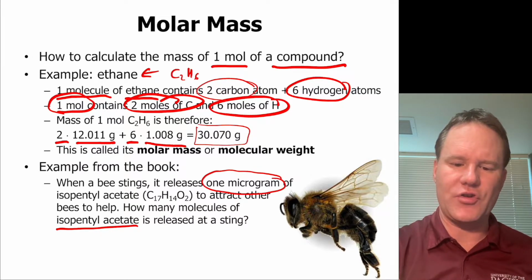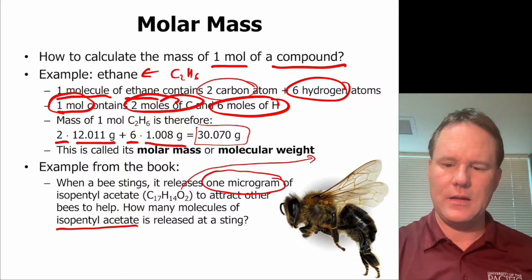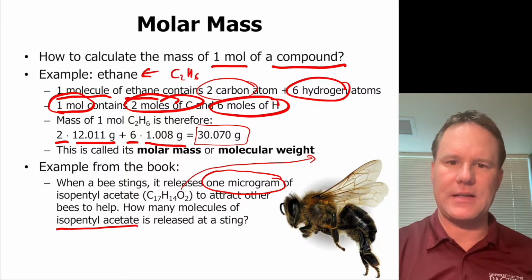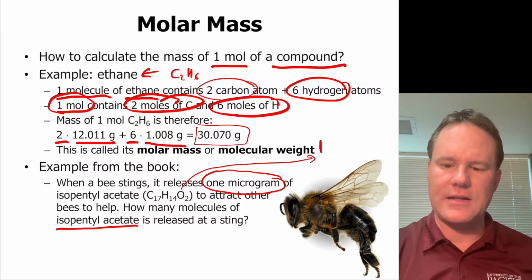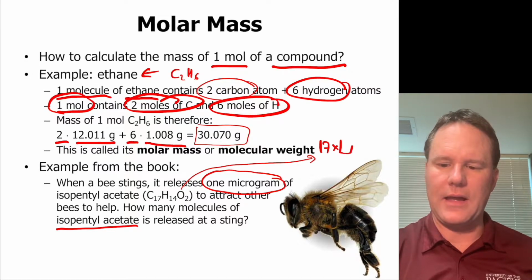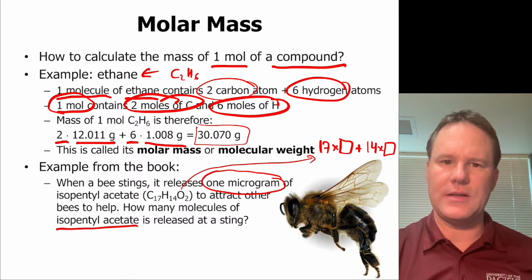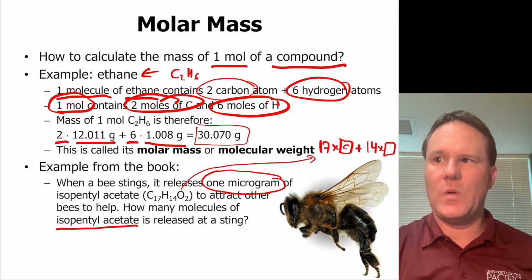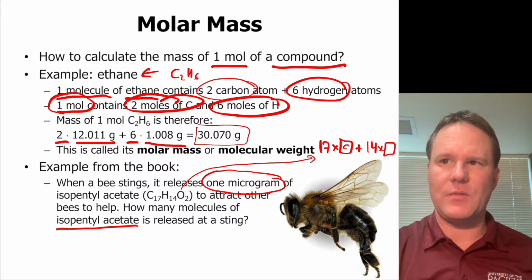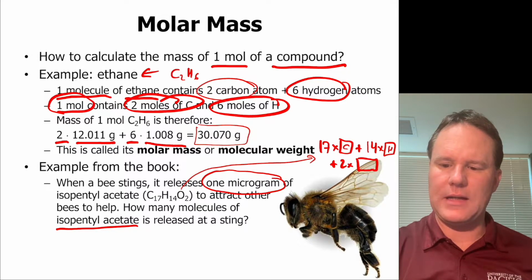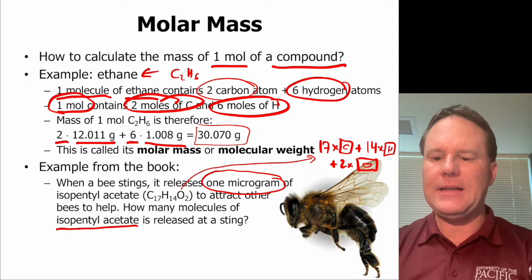Now, my very, very strong advice would be, when you calculate the molar mass of something that has several elements, you start out with 17 times the carbon plus 14 times the hydrogen. You look these up from the periodic table. Carbon would be 12.0107. Hydrogen is 1.00794. Plus 2 times the atomic weight of oxygen, which is 15.9994. And then you add this up.